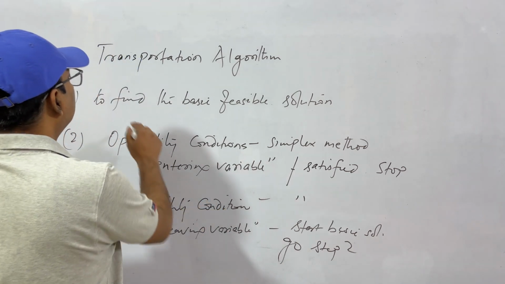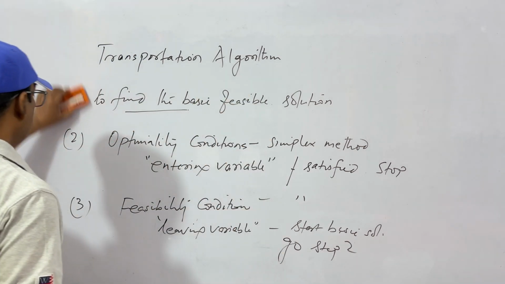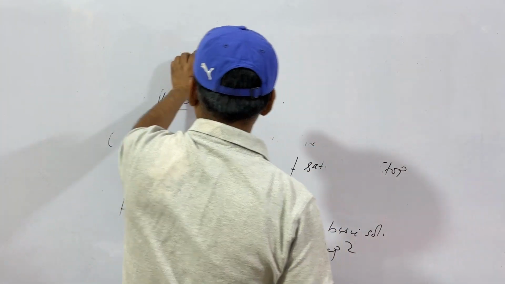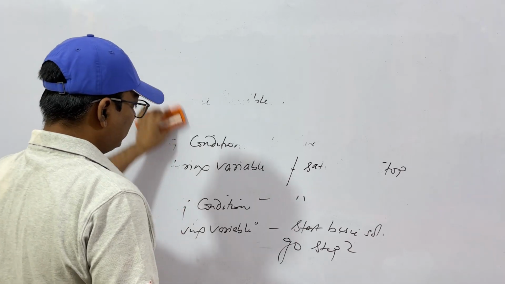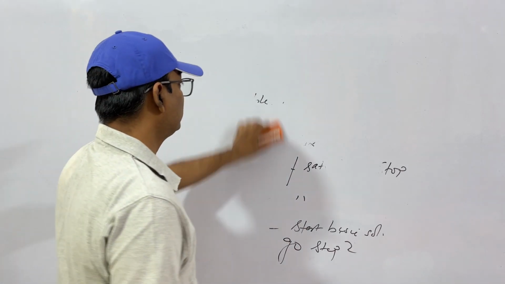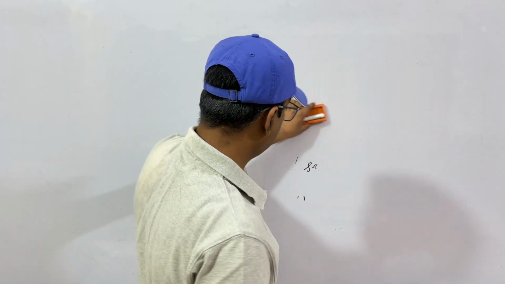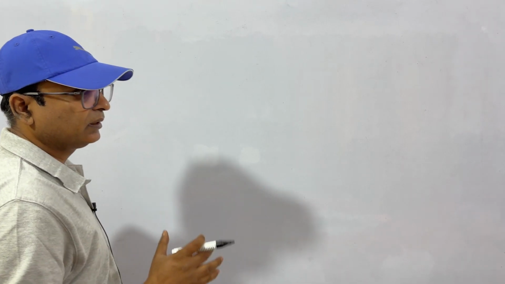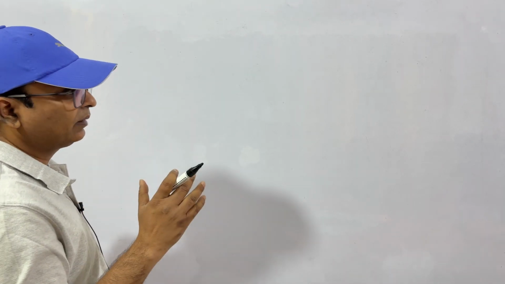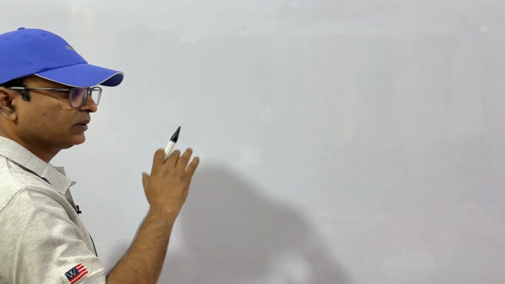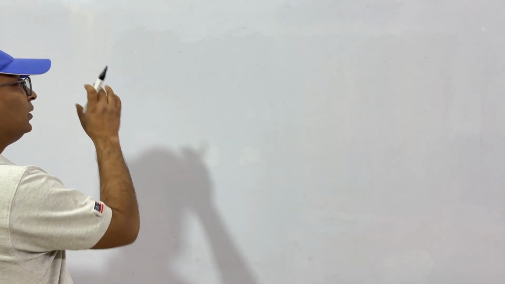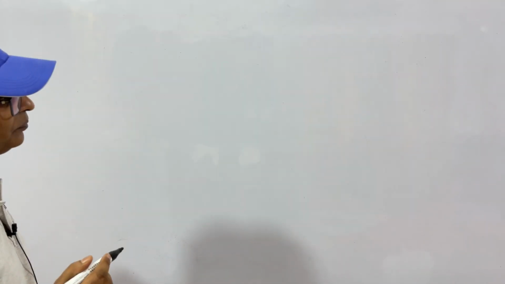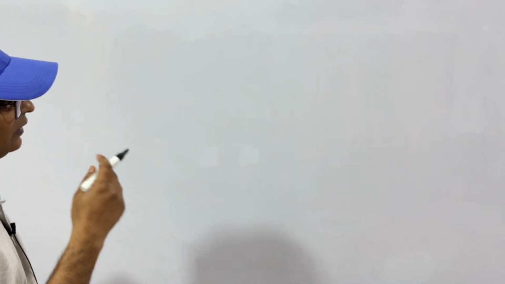Don't worry about it. First is to find the basic feasible solution. I told you we have 3 different methods to find the basic feasible solution. First is called the northwest corner method, second is called the least cost method, and third is called the Vogel approximation method. So let's start with the northwest corner method. I'll take an example and construct a transportation tableau so that everything is clear before you: all the transportation costs, supply, demand. And using these 3 methods, one by one, I'll explain how we solve transportation problems.